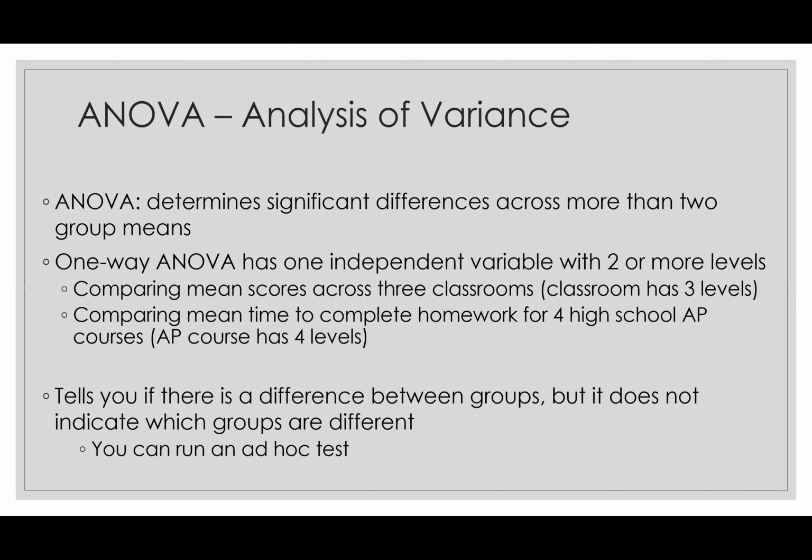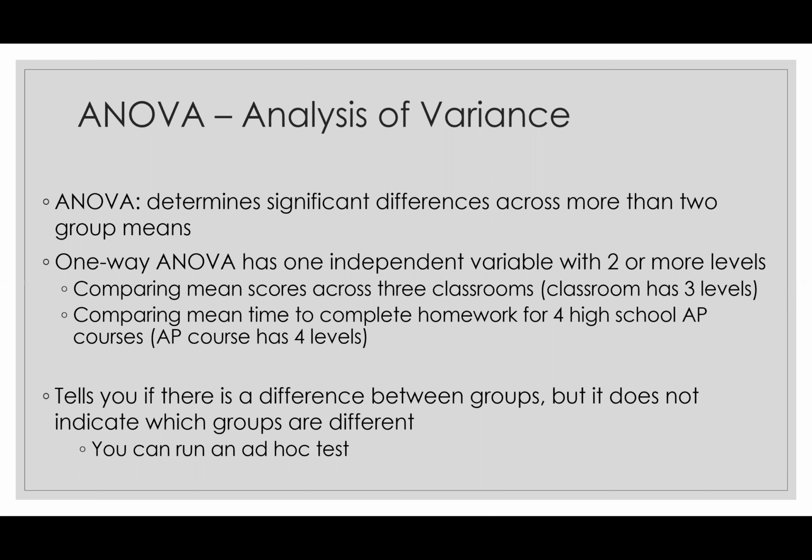Next, we'll move on to ANOVA, or analysis of variance. You will use an ANOVA to determine significant differences across more than two group means. With t-tests, we were using that when we had just two groups, but ANOVAs you can use when you have more than two groups. A one-way ANOVA has one independent variable with two or more levels.